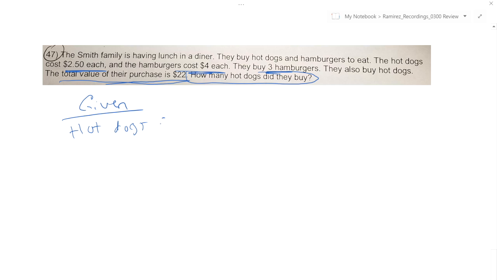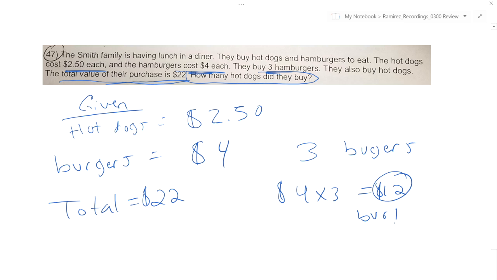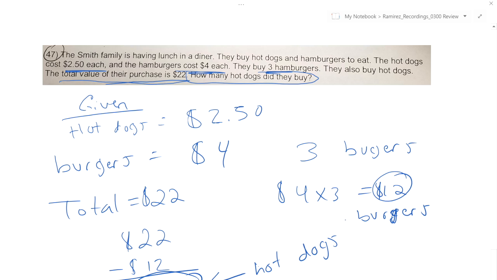So here they told us hot dogs cost $2.50. Then they told us the burgers cost $4. And then they said they bought 3 burgers. And then they told us that after they bought everything, they spent $22. Let's figure out how much they spent on the burgers first. So each burger is 4. They bought 3. So 4 times 3 gives us $12. So that right there is how much they spent on the burgers. And then we're going to subtract $22 minus 12, and that's going to give us $10. So they spent $10 on hot dogs.